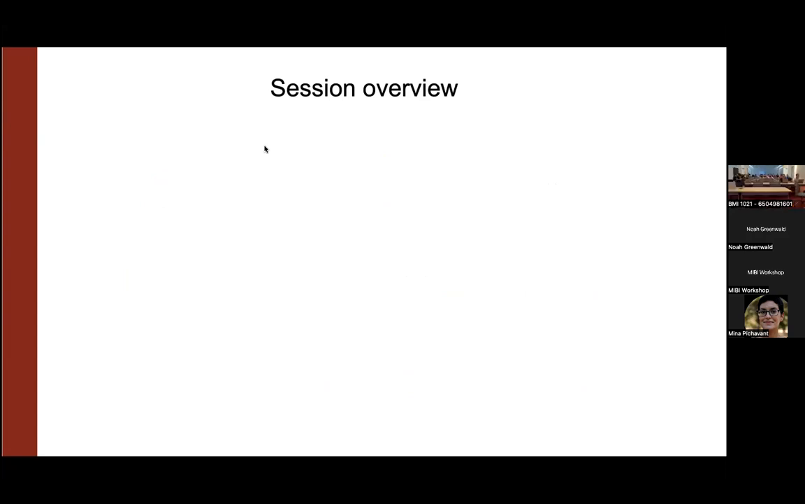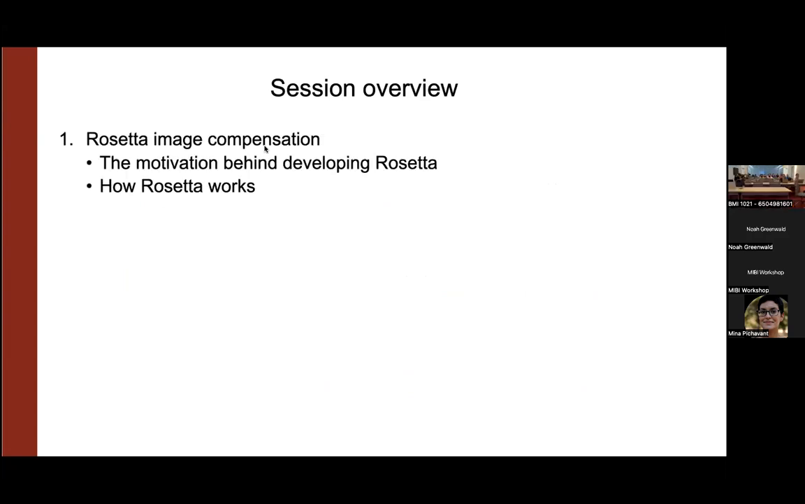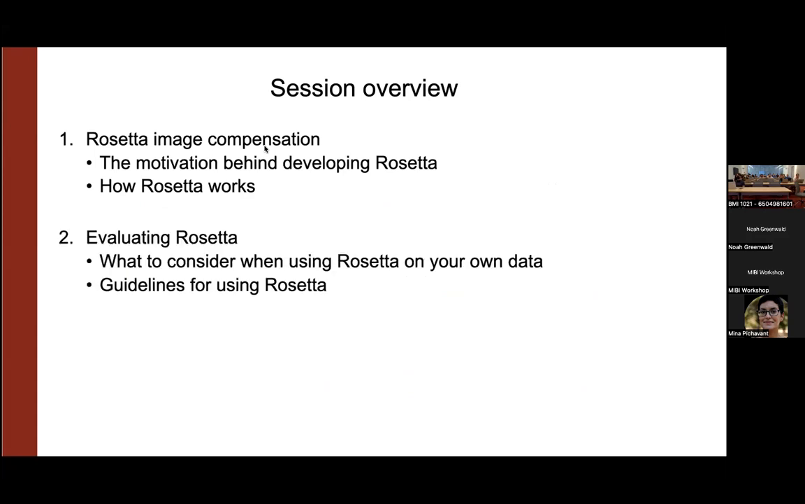Okay, so what are we going to talk about specifically in this session? First, we'll be hearing about Rosetta image compensation from Erin in our lab. This is sort of our new approach that abstracts and automates a lot of the previously painful parts of correcting batch effects and sources of noise in our image data.